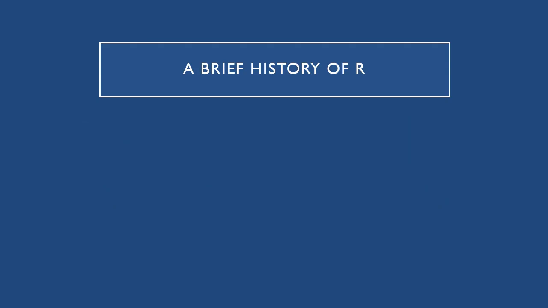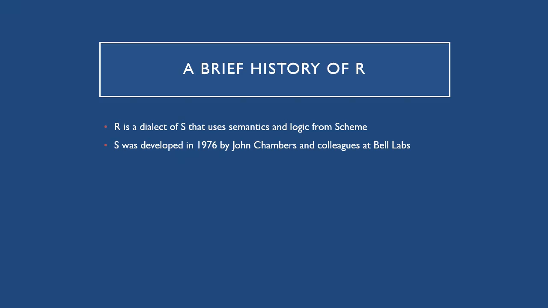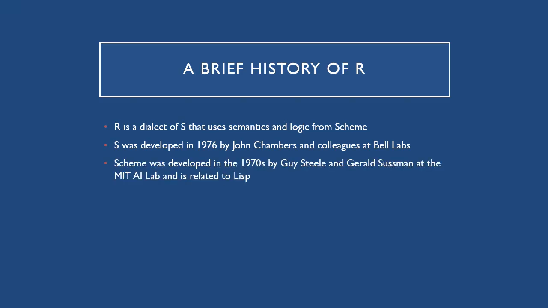So, a brief history of R. R is a dialect of S that uses semantics and logic from another program called Scheme. S was developed in 1976 by John Chambers and colleagues at Bell Labs, and Scheme was developed in the 1970s by Guy Steele and Gerald Sussman at the MIT Artificial Intelligence Lab, and is related to Lisp. When I was in graduate school, we used to work with Lisp as an artificial intelligence environment for educational innovations.